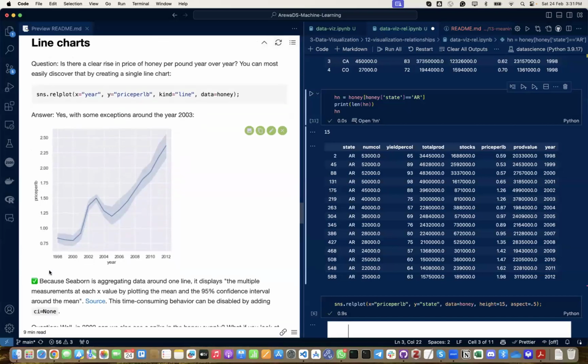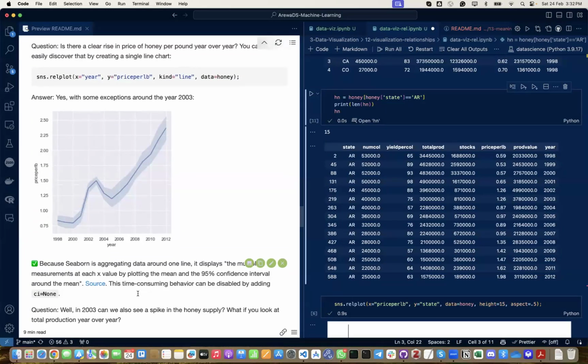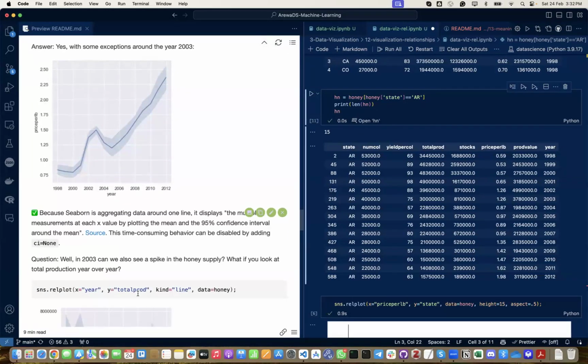Because Seaborn is aggregating data in one line, it displays multiple measurements around X by plotting the mean and then a 95% confidence interval around the mean. So this is time consuming, and you can disable that by saying ci equal to None. But here, what you are trying to find is, as the year increases, meaning from 1998 to 2012, how much does the price rise between this range of years?